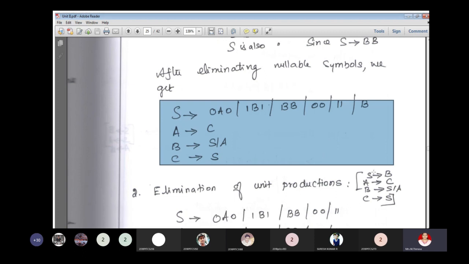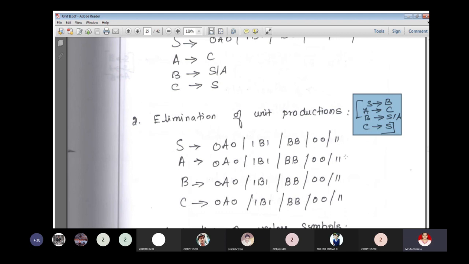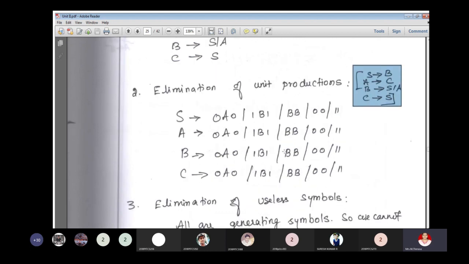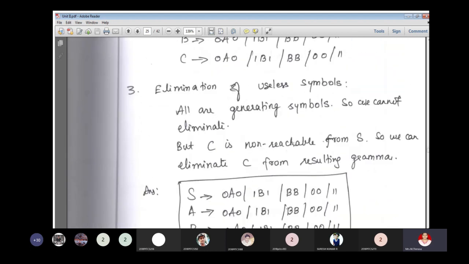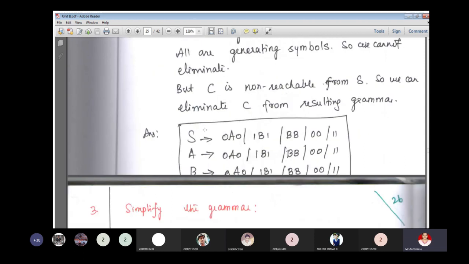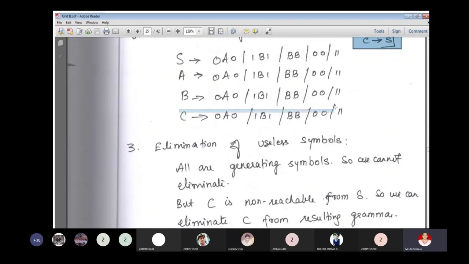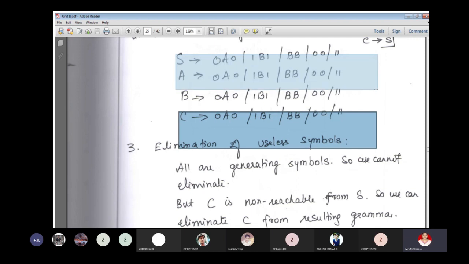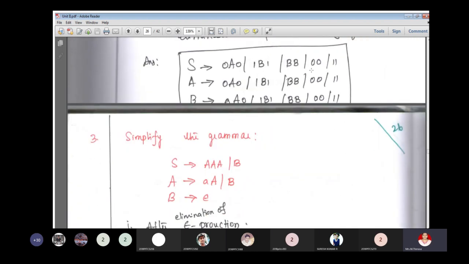Next, what you have to do, you have to eliminate the unit production. So these are all the unit productions you have. So you can substitute all those bodies and you can eliminate. At last, you have to eliminate the useless symbols. So all are generating, but C is not reachable from A. So at last you can eliminate the C production. So this is the thing you can get at last.